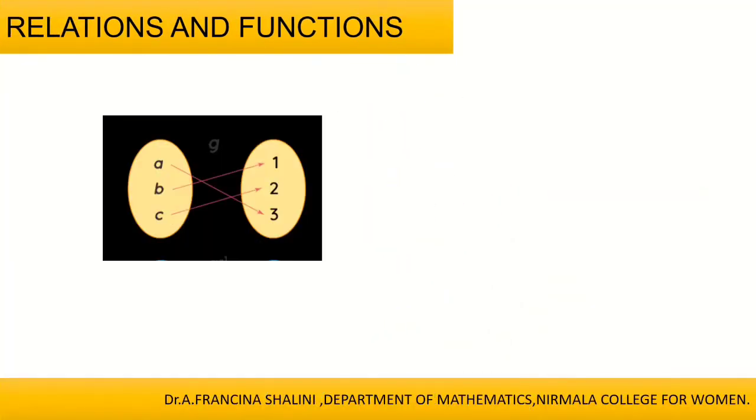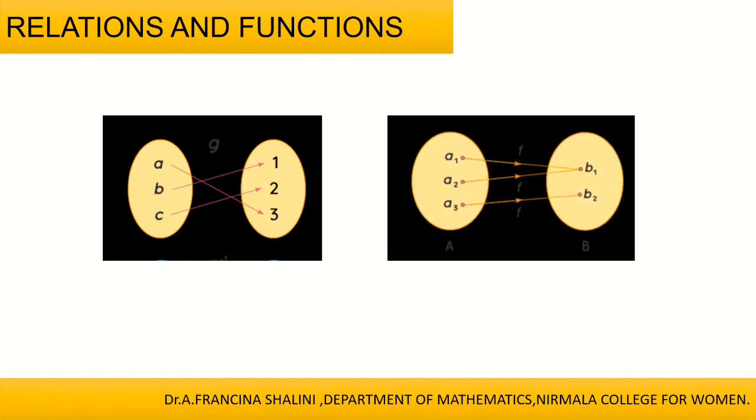The next one is a one-to-one and onto mapping. If the function is both one-to-one and onto, we call it as a bijective mapping.